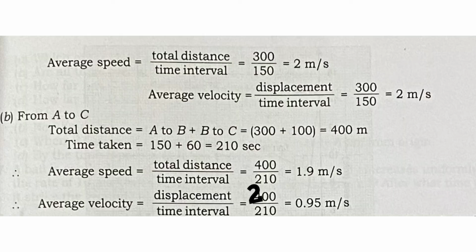So, average speed from A to B is total distance upon total time. Total distance is 300 and total time is 150. That is equal to 2 meter per second. And average velocity is displacement upon time. He was moving in a straight path, so distance and displacement are the same from A to B. So, 300 by 150, that is equal to 2 meter per second.